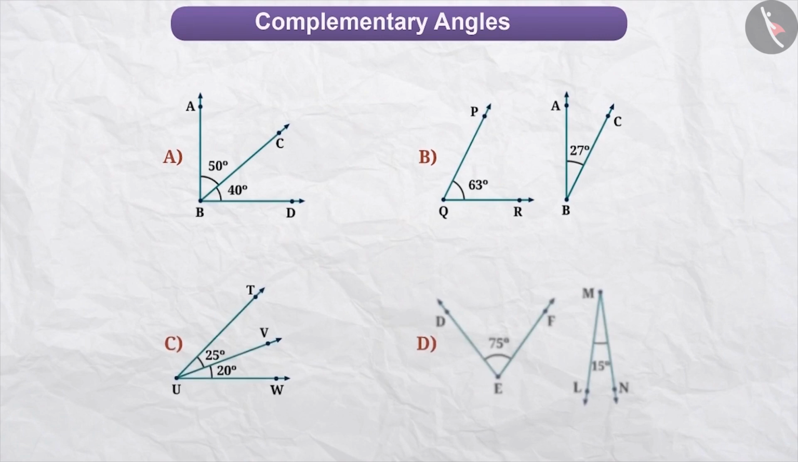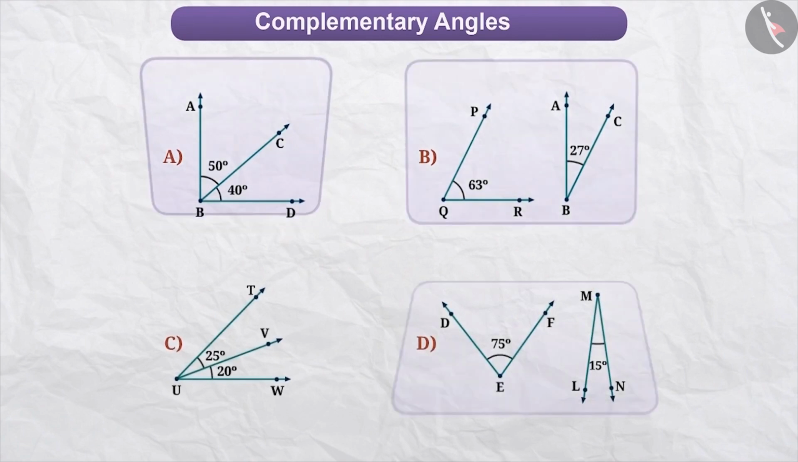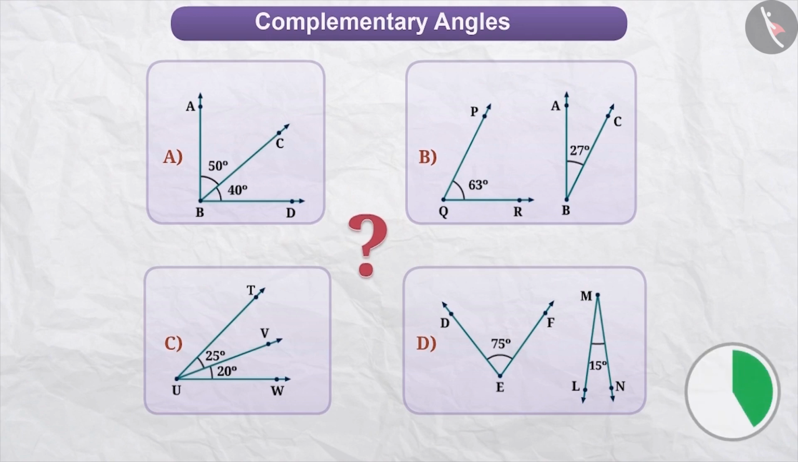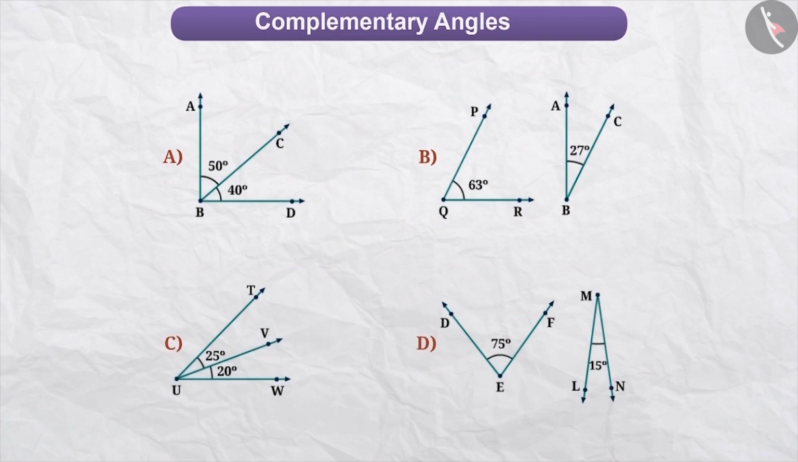Here, some figures are given. Out of these figures, 3 of them share a special relation, but the fourth one is different from the rest. Can you identify what that relation is? Pause the video and try to find the answer. Here, there are two angles in each figure.